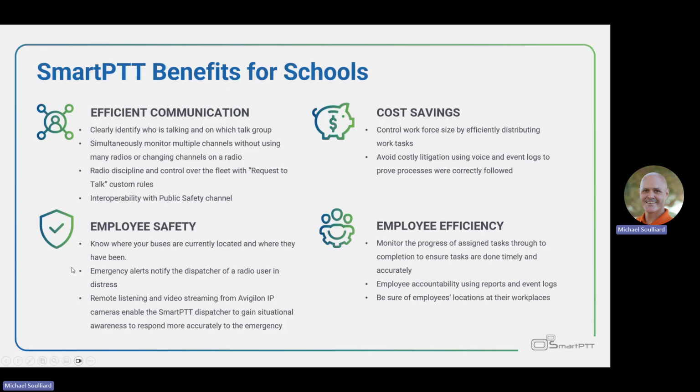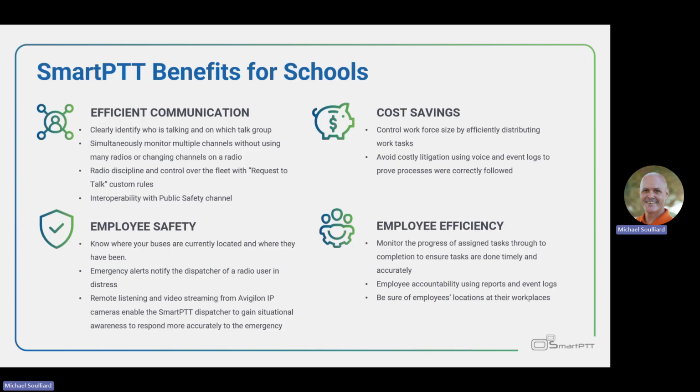Employee safety, knowing where your buses are located and where they've been throughout the course of their shifts. Emergency alerts, notify the dispatcher when a radio user presses their emergency button, or if lone worker or man down trips the emergency. And when an emergency happens, you can use remote listening or video integration with the Avigilon cameras to gain situational awareness so you can respond to the emergency more accurately.